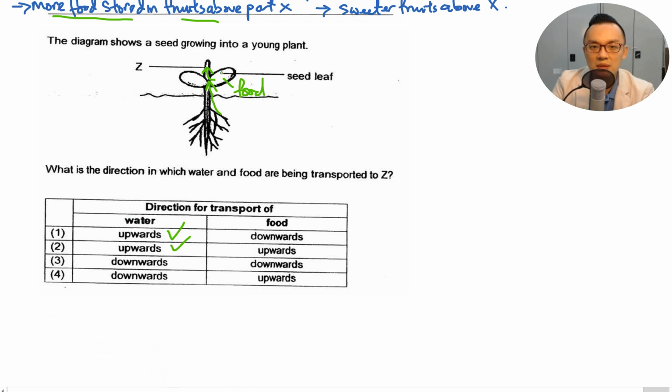The food in this special case will also travel upwards because they are taking food from the seed leaf. Now, until they can grow their own leaves, then the food will travel downwards. Okay, but at this point in time, because there are no young leaves, it travels upwards. So the answer is number 2.